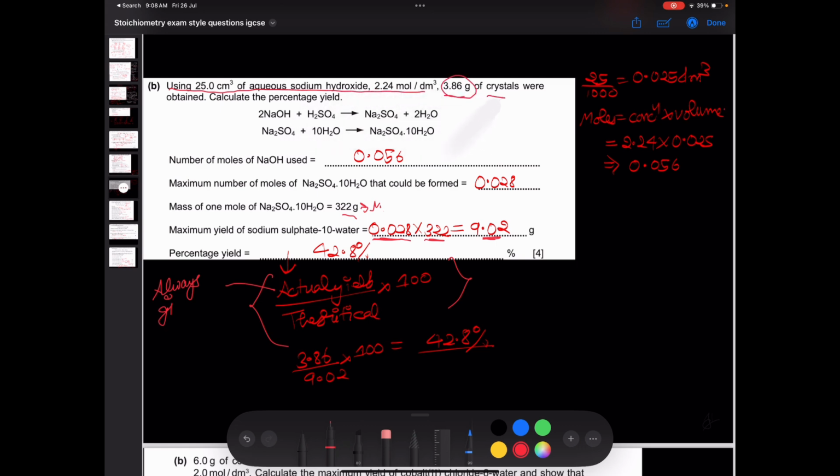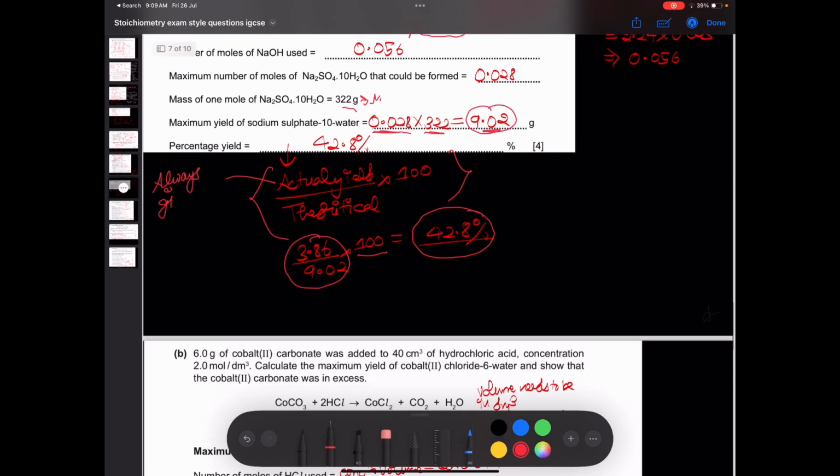3.86 grams of crystals are formed. Crystals are always in hydrated form. So this is the actual yield they have given you here. And what is the theoretical yield? Theoretical yield is the one that you find out using stoichiometry by applying ratios, which is 9.02 here. So we will just do 3.86 by 9.02 into 100. The percentage yield is 42.8%.